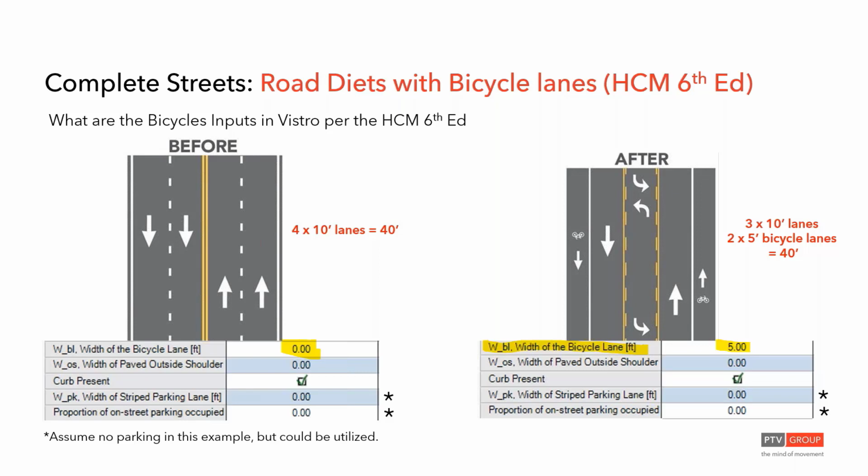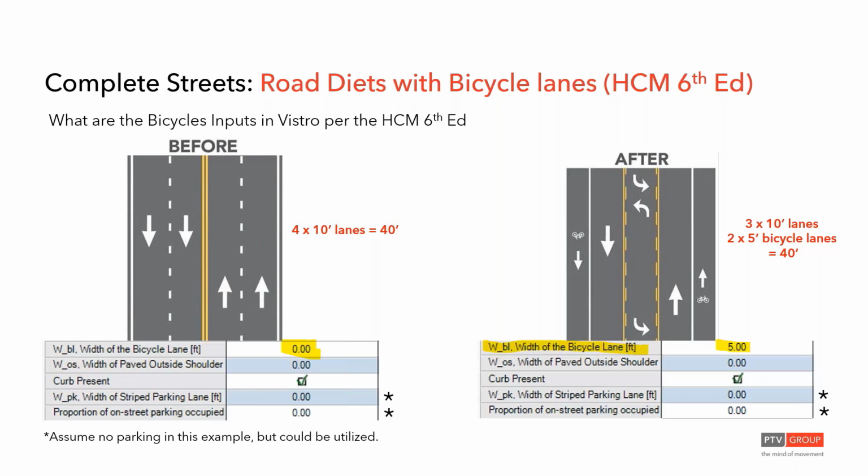So on the before case, since you don't have a bicycle lane, the width that you would put for the parameter for the geometry input would be 0. And then on the after case, since you do have a bicycle lane, you can put 5 feet down for the width of that bicycle lane.